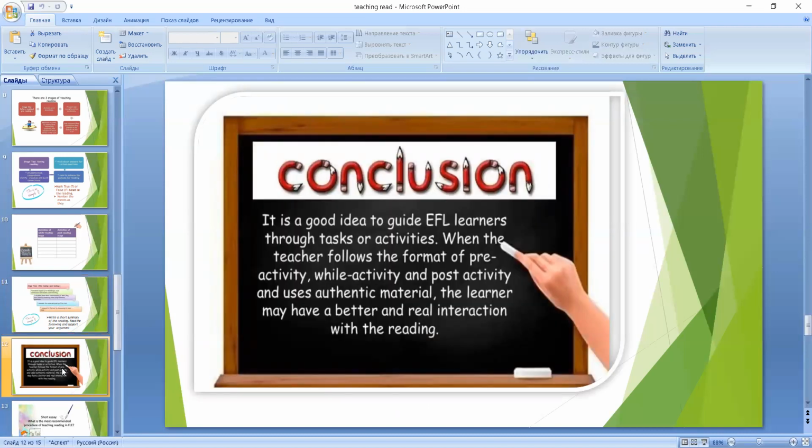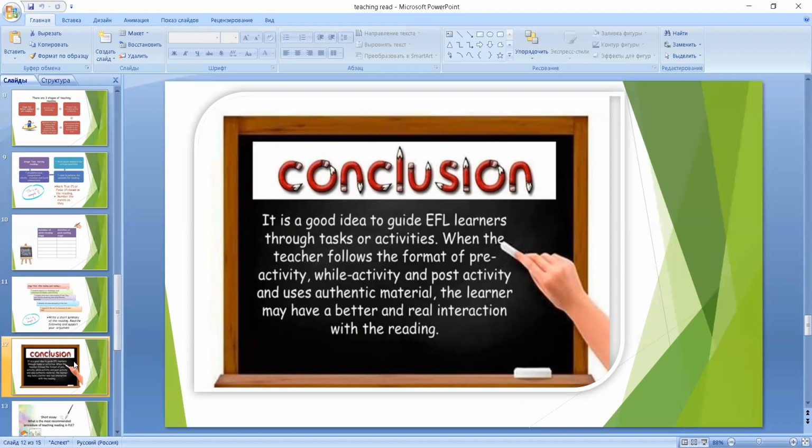At the end, we can give the conclusion. For example, it's a good idea to guide English foreign language learners through tasks or activities when the teacher follows the format of pre-activity, while-activity, and post-activity, and uses authentic materials. Learners may have better and real interaction with the reading.